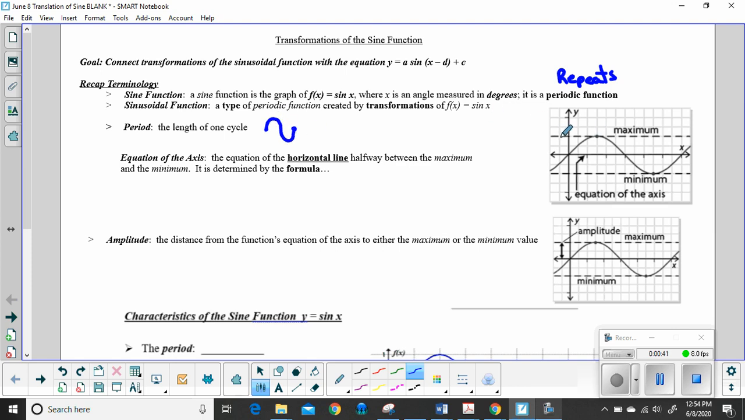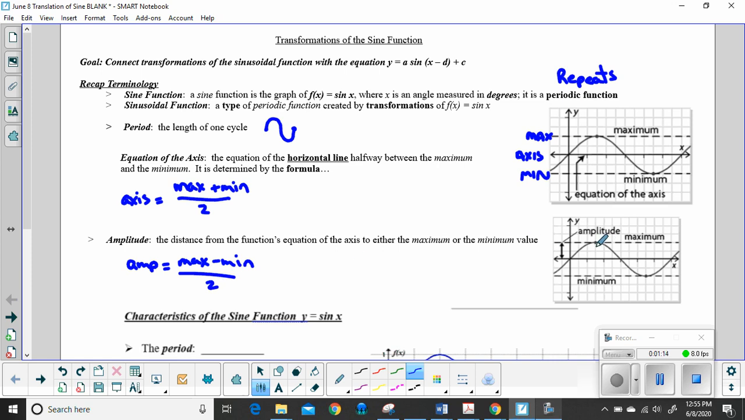Okay, we have maximum values up top. Our minimum value is down below. The axis is the line that's in the middle. And to get that formula, remember we take our maximum and we add it to the minimum and divide it by 2. To get our amplitude, it's almost the same thing. We take our maximum and we minus the minimum, divided by 2. So our amplitude is here, amplitude is here. Right, it's half the height.